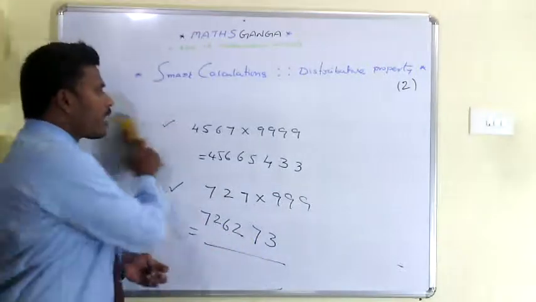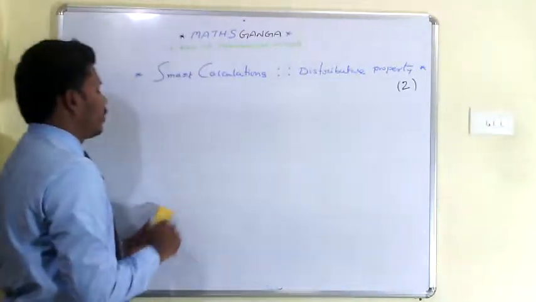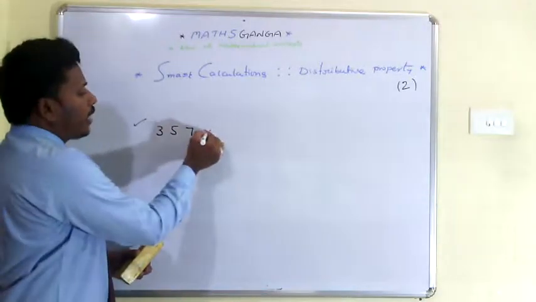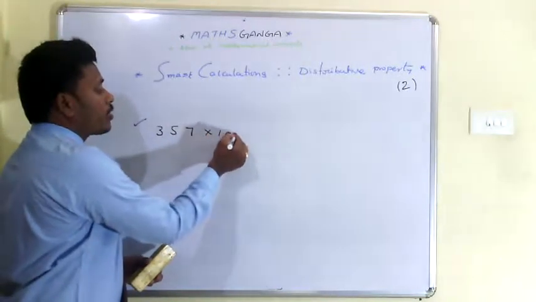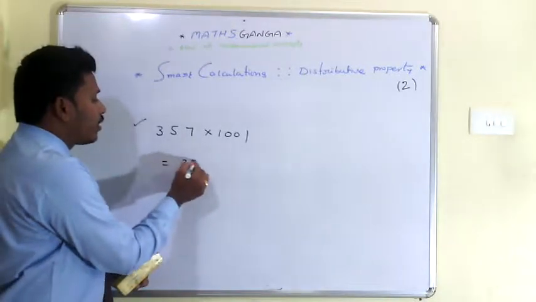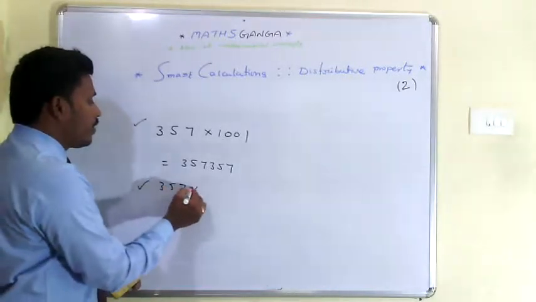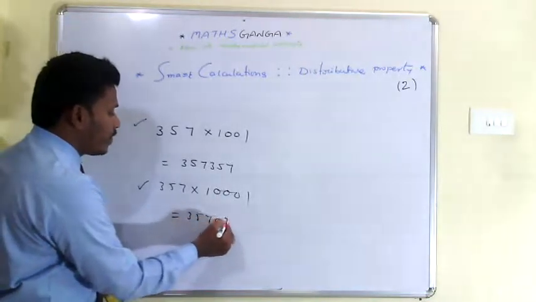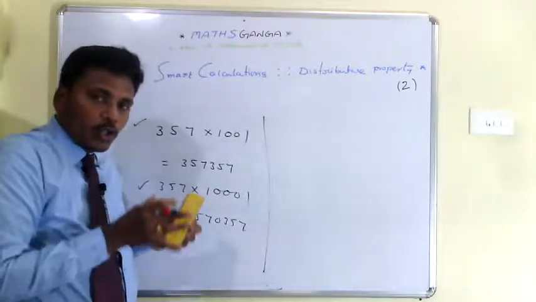So now I will give you certain numbers and see how we can answer. For example, if I have a number like 357 and you multiply this 357 with 10 cube plus 1, that means 1001, how does the result happen? Directly we will announce that as 357, 357. And if you multiply this 357 with one more 0, the result is 3570, 3570. This is one main logic we discussed in today's video.